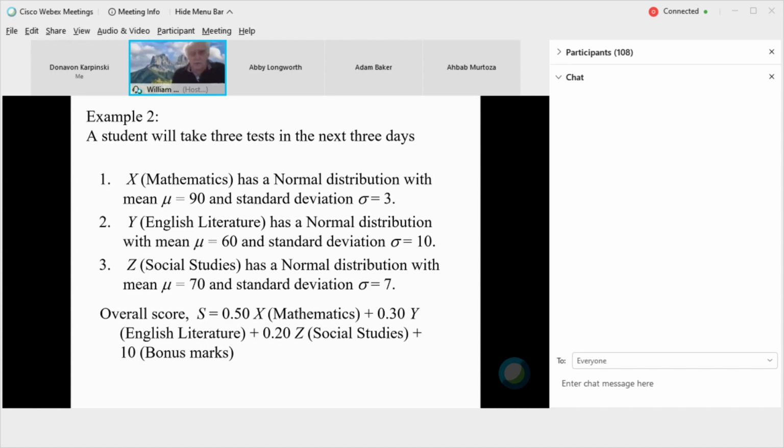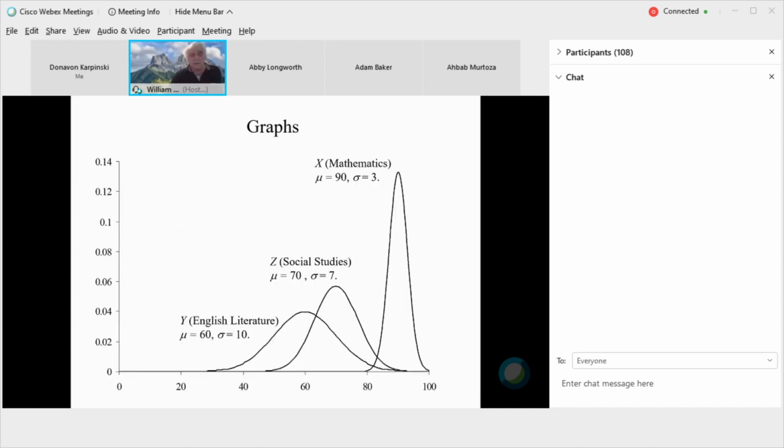We're going to compute an overall score by weighting mathematics with 0.5, English literature with 0.3, social science with 0.2, and then we're going to add 10 bonus marks. There's the distribution for the individual tests. The value of x will be coming from underneath its bell-shaped curve. The value of y will be coming up from under its bell-shaped curve. The value of z will be coming under its bell-shaped curve.